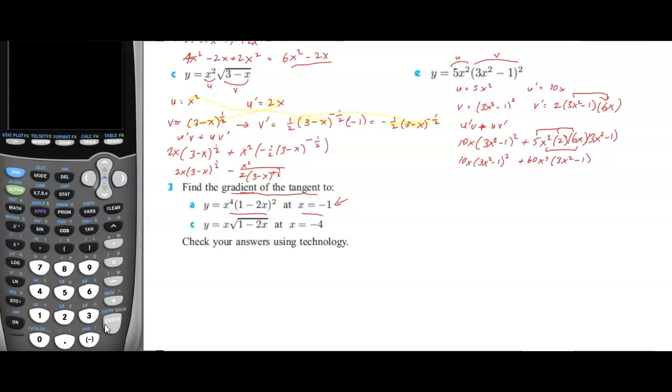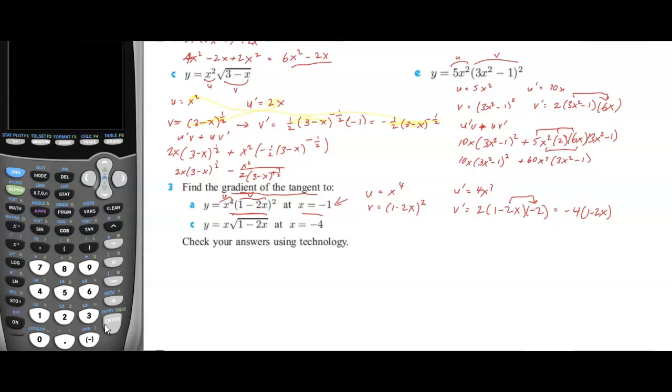So first, let's take the derivative of this function. It's a product, so we're going to take the derivative of this u and this v. So u is equal to x to the 4th. v is equal to 1 minus 2x quantity squared. u dash is equal to 4x cubed. v dash is equal to 2 times 1 minus 2x, chain rule, negative 2. So this can be simplified to negative 4 times 1 minus 2x. Probably can be simplified even more, but that's fine.